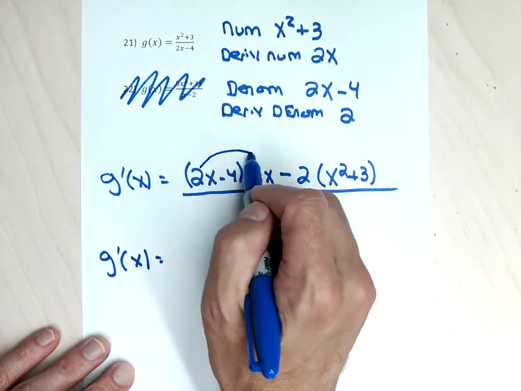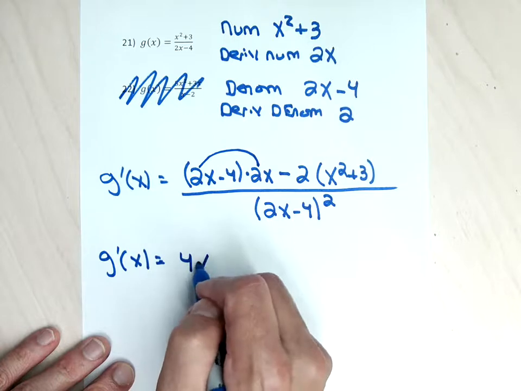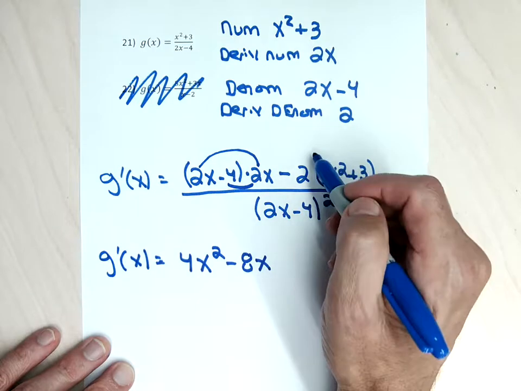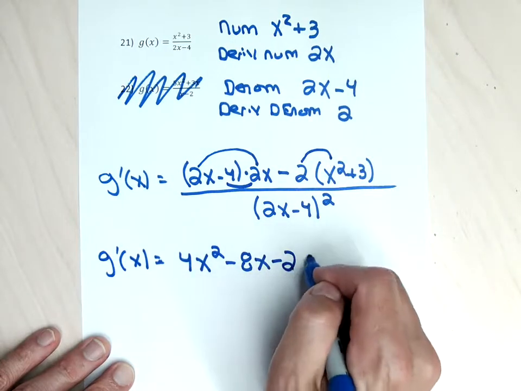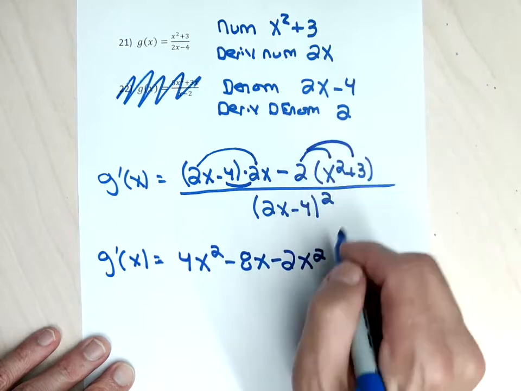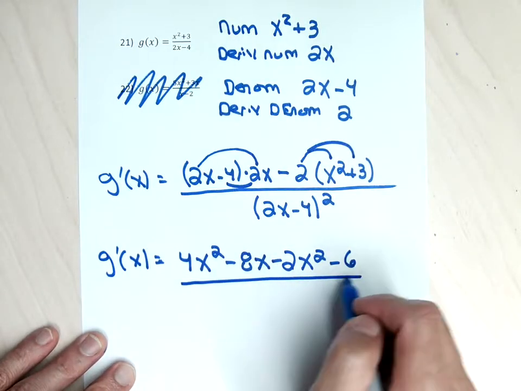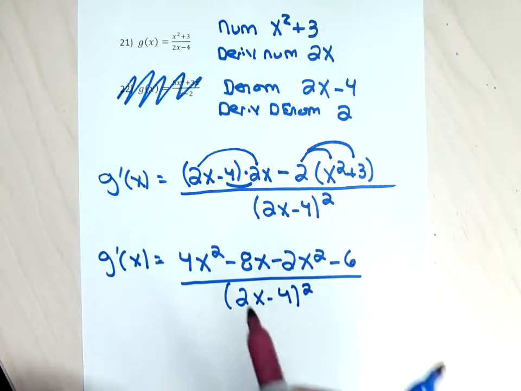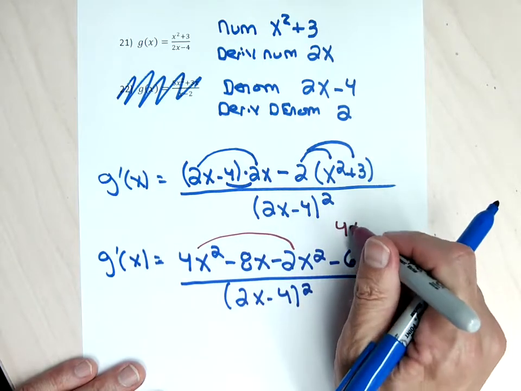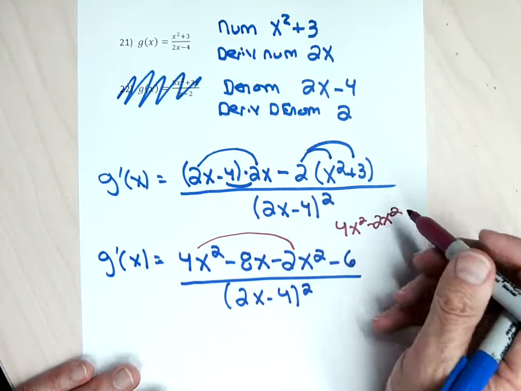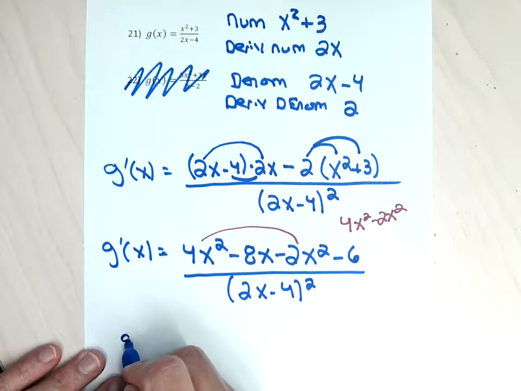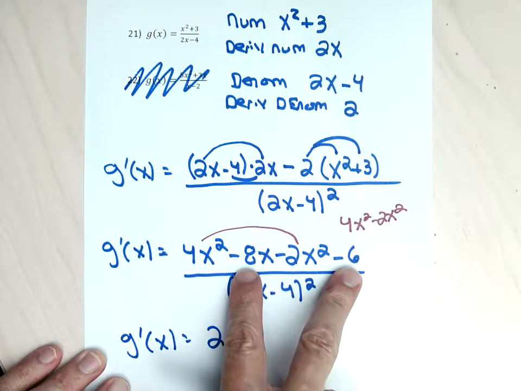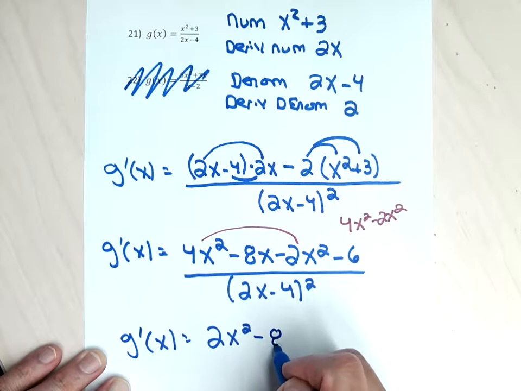So I'm going to go 2x times 2x and get 4x squared, minus 4 times 2x and get minus 8x, minus 2 times x squared and get minus 2x squared, minus 2 times positive 3 and get minus 6, over the quantity 2x minus 4 squared. Combine like terms in the numerator, that's 4x squared minus 2x squared. That's going to give me a 2x squared. The minus 8x and the minus 6 aren't like terms to each other, so they just carry on.